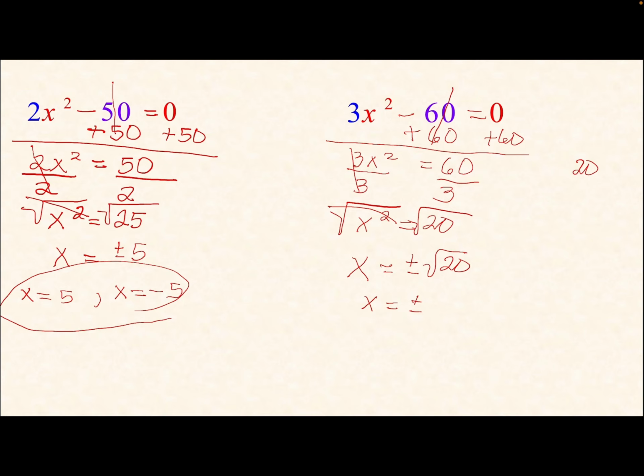Can we divide 20 by 2? Yes, we have 20 divided by 2, that is 10, right? Can we still divide 10 by 2? Yes. So 10 divided by 2, that is 5. So if we're going to write the factors of 20, that is 2 times 2 times 5. Okay? Or it can be 4 times 5. Yes?